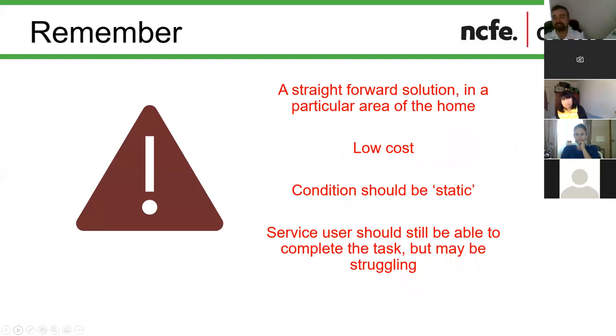Remember, straightforward solutions are in people's homes or in your homes are low cost, conditions should be static, and the service user should be able to complete the task, but may still be struggling. So what it means by that is, you saw that man climbing the stairs and he was struggling a bit, but he could still do it, couldn't he? And it's okay to struggle. We don't need to replace anything if people are struggling. So they just need to be able to complete the task. And if they are struggling and it takes a bit longer, that's okay.